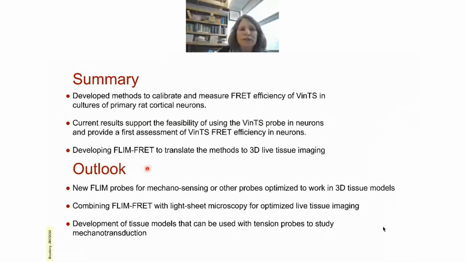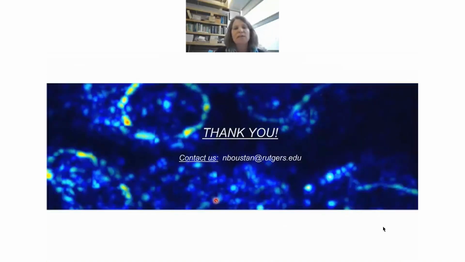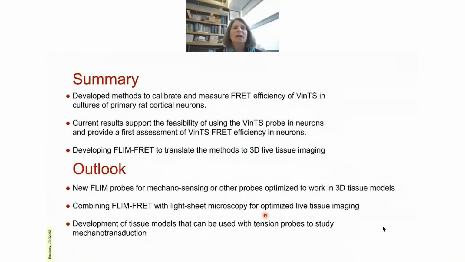So what do we need for this? We probably need better FLIM probes that are optimized for these measurements in 3D. Perhaps we can combine FLIM with light sheet microscopy so that we can do live measurements in 3D with minimal photo bleaching. So there's some really nice FLIM cameras that are coming out on the market that are very sensitive and that can be used for wide field frequency domain FLIM.